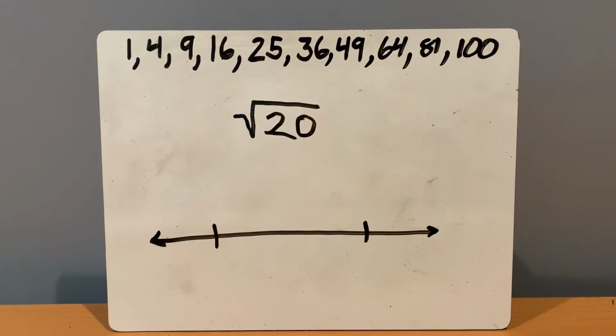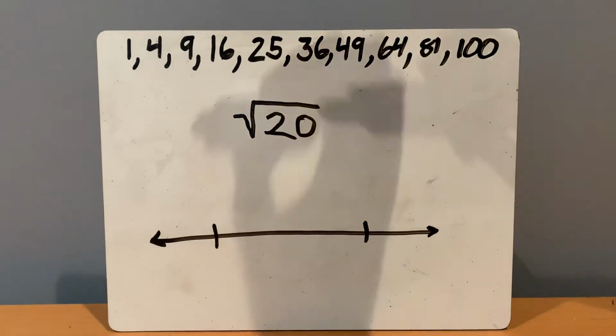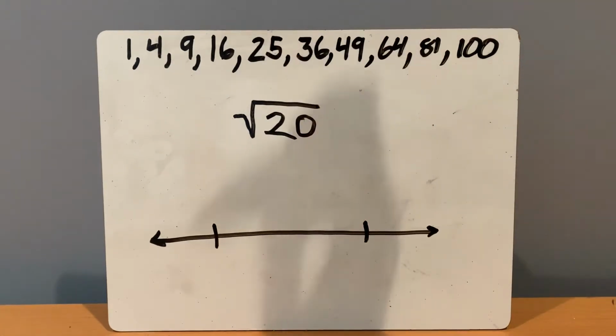Between which two consecutive whole numbers is the square root of 20? Now notice, I didn't ask you to find the square root of 20. I asked you to find the whole numbers on either side of the square root of 20. So we can first think of the perfect squares that are on either side of the number 20. Looking at the list at the top of the whiteboard, we can see that 20 falls between the perfect squares of 16 and 25.